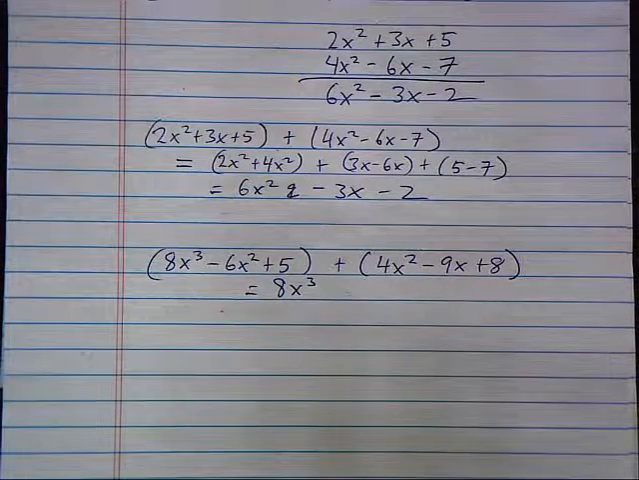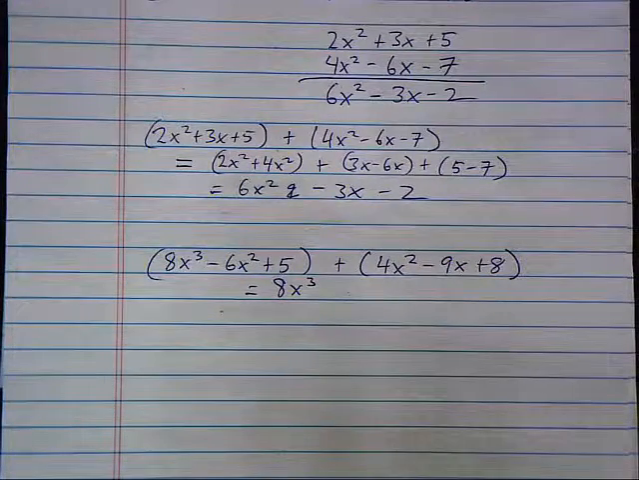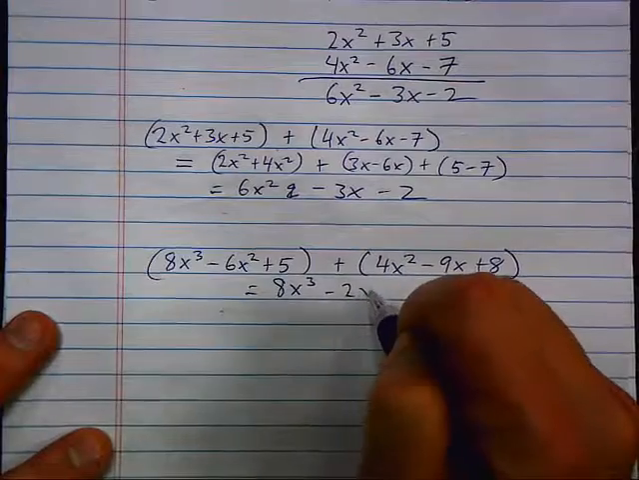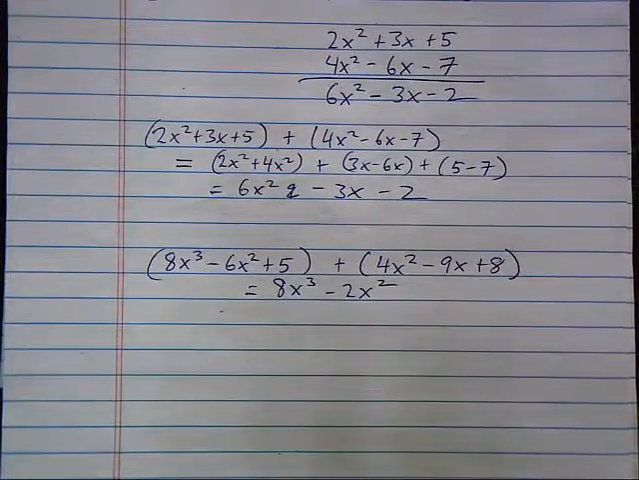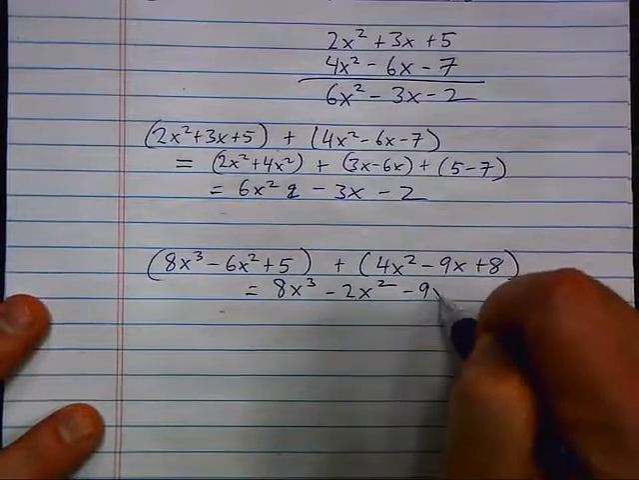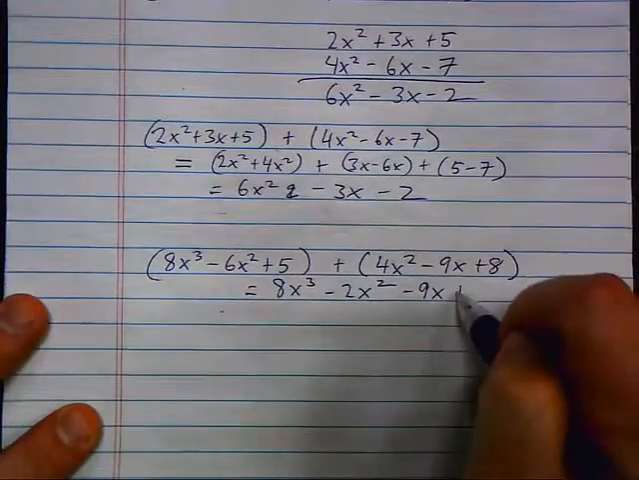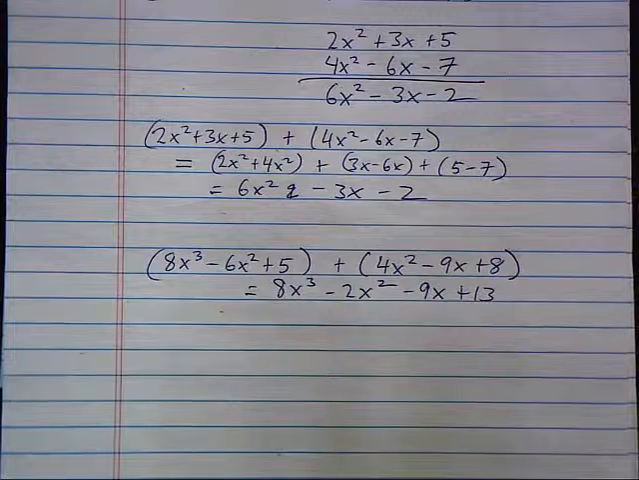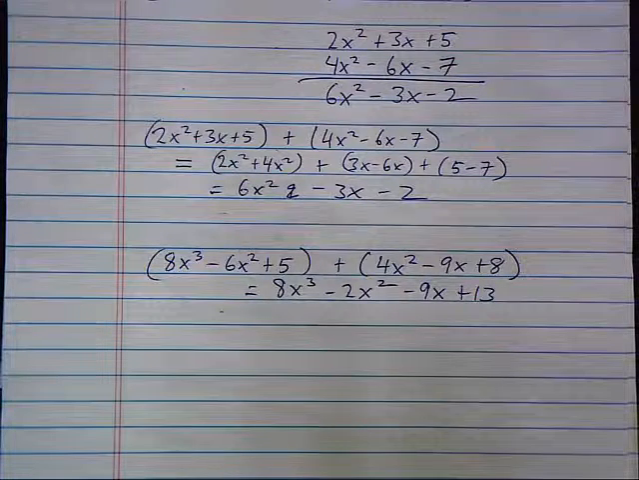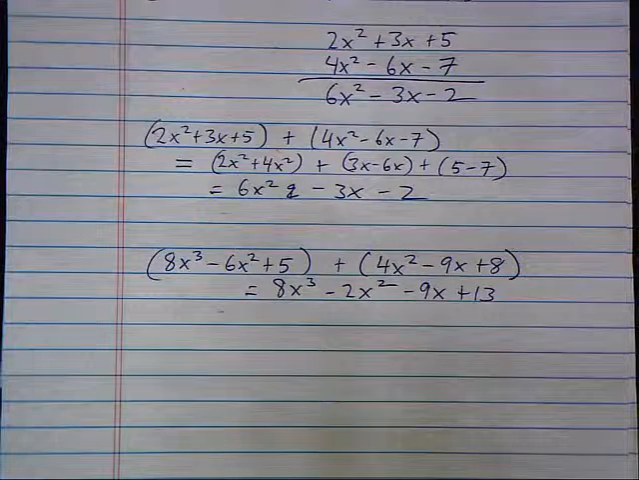Then you look for the x squareds. What do you have for x squareds? Negative 6 and positive 4 makes negative 2 x squared. Then you look for the x pieces. Minus 9x. And finally, the constants. Plus 13. And that's as much work as I would really expect you to show. Not too difficult.